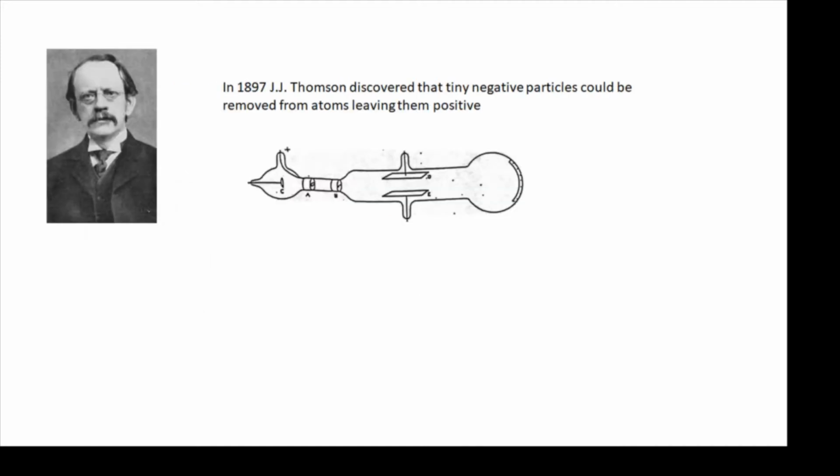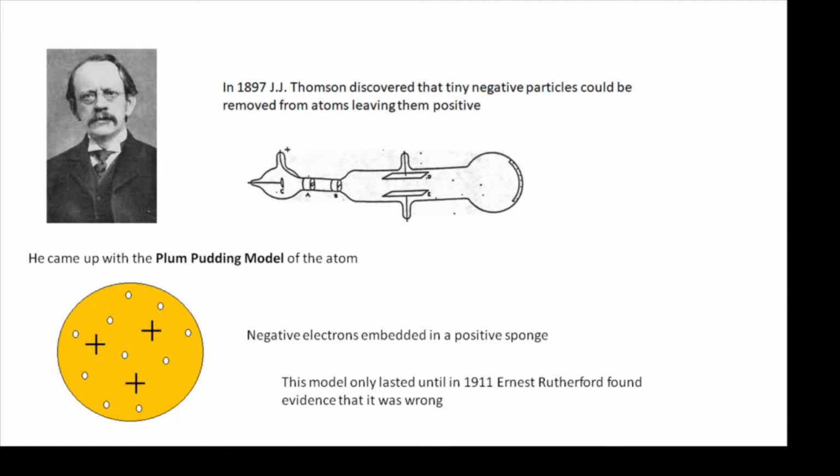In 1897, J.J. Thomson discovered the electron, and he discovered that you could take away these tiny negatively charged particles from atoms, and what you were left with was positive. His apparatus basically involved producing cathode rays. So J.J. Thomson discovered the electron, and he came up with something called the plum pudding model of the atom, which you should remember from GCSE.